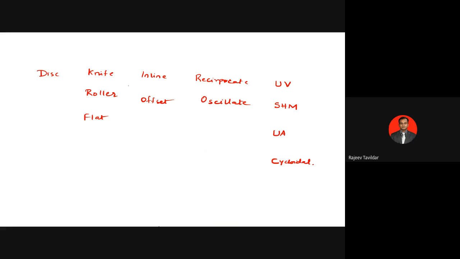So I can give a knife edge follower which is inline, which is reciprocating, and which has simple harmonic motion. Or we can give you a knife edge problem which is offset, which reciprocates, and which has uniform velocity. We can give a roller follower which is inline but which oscillates, and it has uniform acceleration. So there can be n number of problems with various combinations.